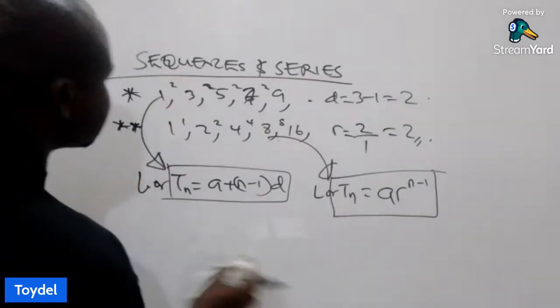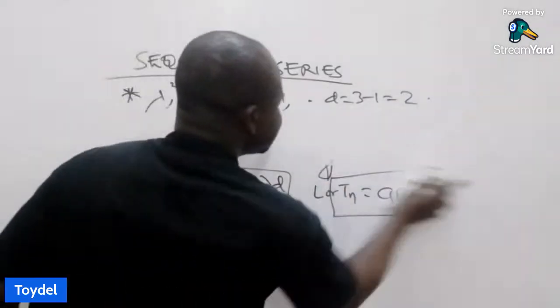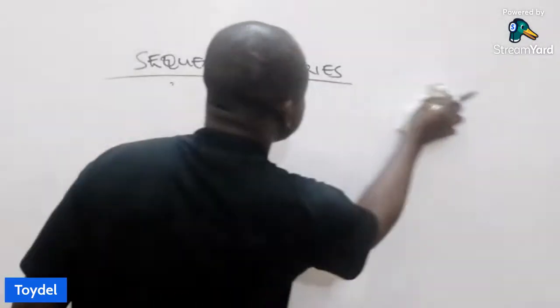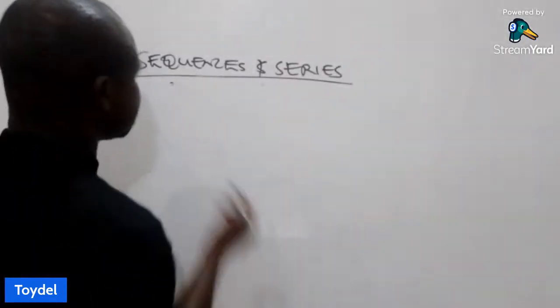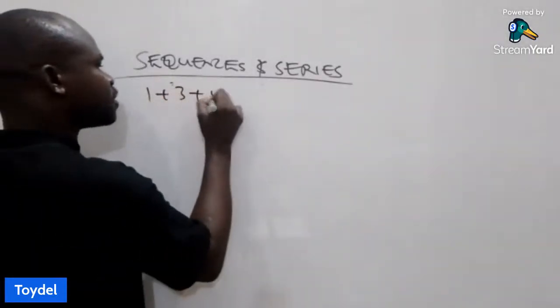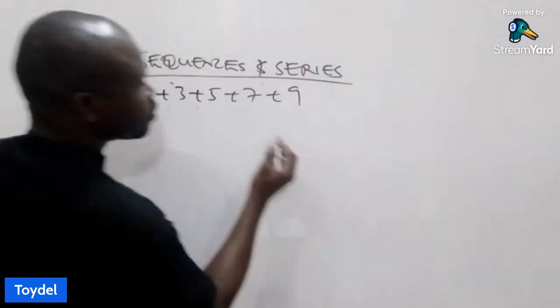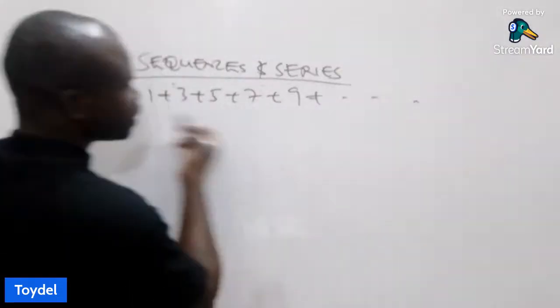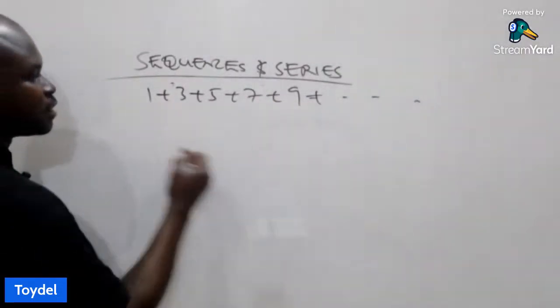That is that about sequence. Then what do we call series? Series is just the addition of all the terms that we have in a sequence. For instance, 1 plus 3 plus 5 plus 7 plus 9. So this is series. Series simply means when you add all the terms in a sequence together.